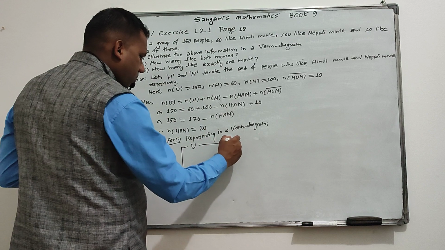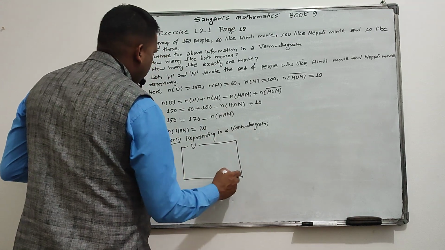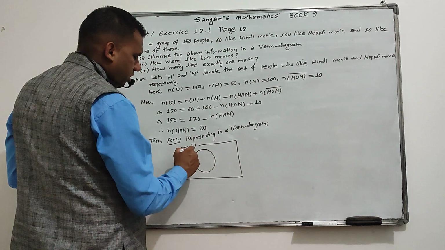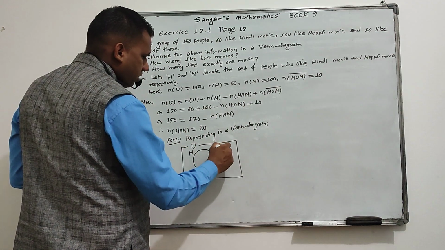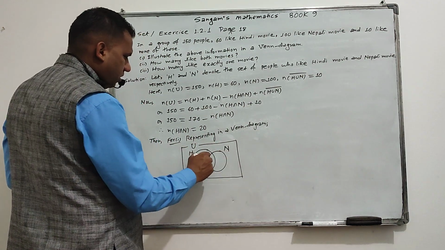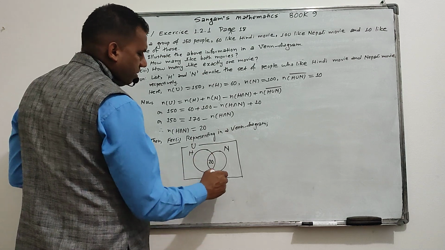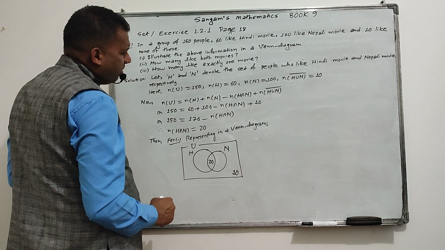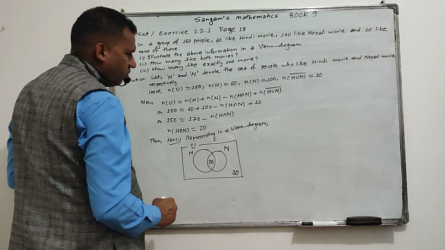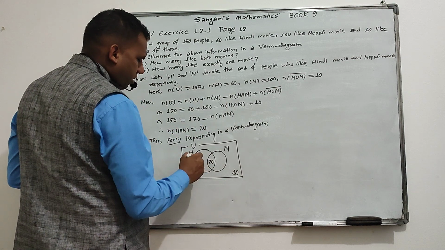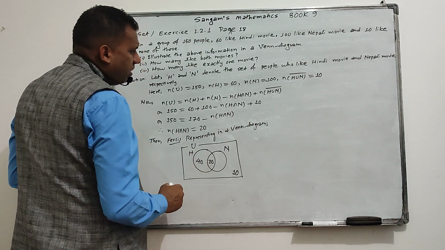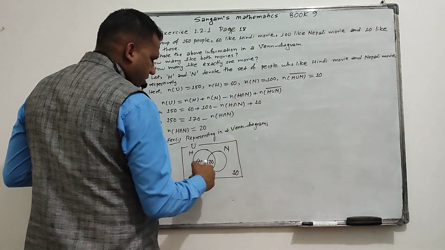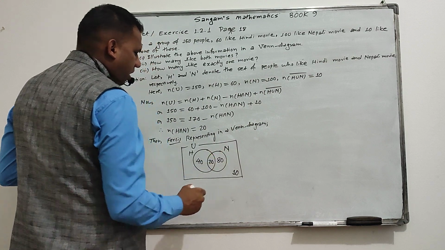Universal set U and its subsets S and M. The intersection data is 20. The complement data is 10. Only Hindi movie, that is 60 minus 20, 40. And only Nepali movie, 100 minus 20, 80.